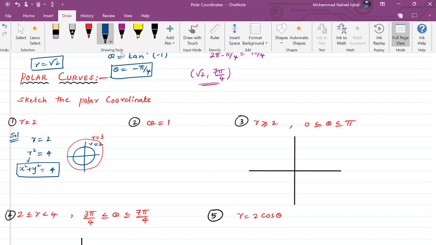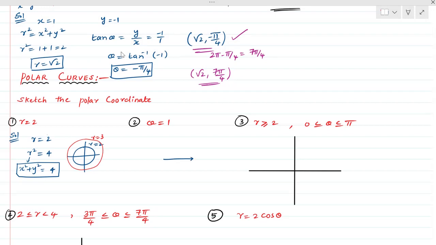When you have theta equal 1, how will you write it? Here this is the initial line, 0, and theta equal 1. For all the values of theta equal 1, the polar form is r comma theta, so r comma 1. If you go in the positive direction, you will get r positive. If you go in the negative direction, you will get negative r.